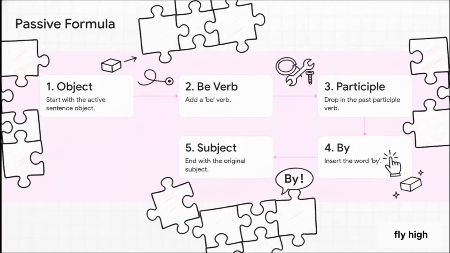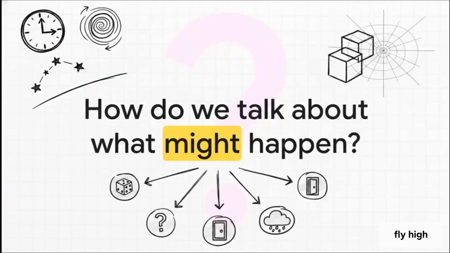So how exactly do we pull off this perspective shift? Let's walk sequentially through the actual formula, so it feels like assembling a simple logical puzzle. Step 1. Start with the object from your active sentence. Step 2. Add a be verb. Step 3. Drop in the past participle of your main verb. Step 4. Insert the little word by. And finally, step 5. End with the original subject. If you follow these 5 steps, you can perfectly construct a passive sentence every single time. No guessing required.